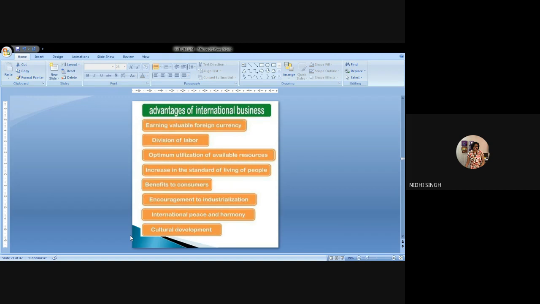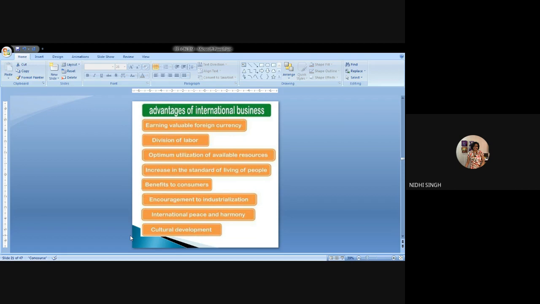Now, what are the advantages of international business? Earning valuable foreign currency. Obviously, if you deal with other countries where the value of that currency is high, you earn valuable foreign currency. Division of labor, obviously, is an advantage. Optimum utilization of available resources, it is the advantage of each and every business: less input, more output. It is the basic concept of every business. Increase in the standard of living of people. Obviously, if you earn more, the standard of living changes.